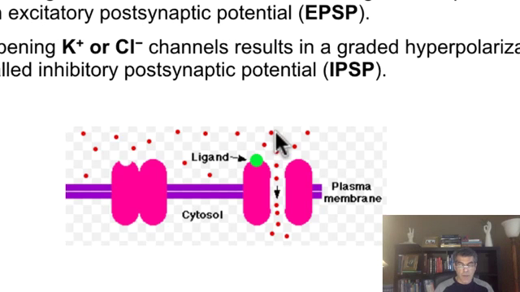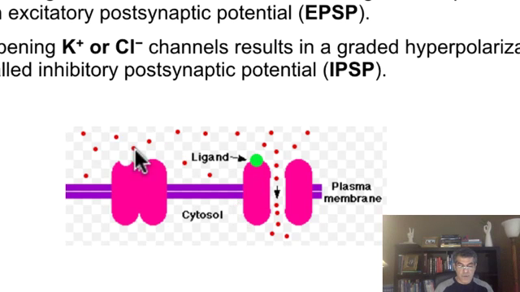In other words, by opening this channel and bringing sodium or calcium in, any positive ion that comes in is going to make the inside of the cell more positive and it's going to excite it. Therefore, we call this one excitatory postsynaptic potential. Now, let's say this channel is a chloride channel.